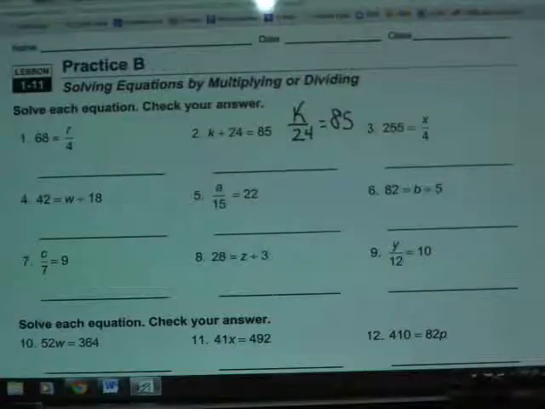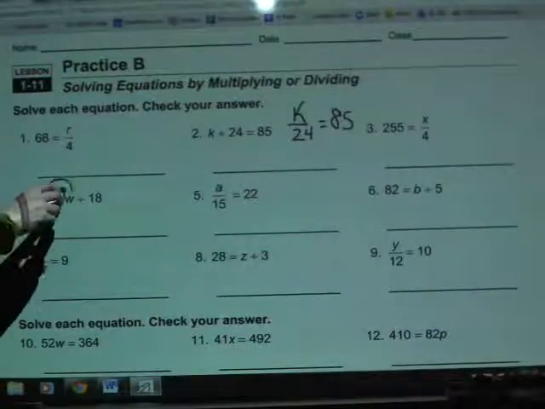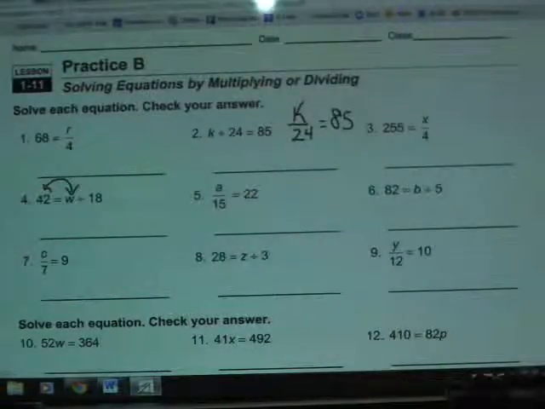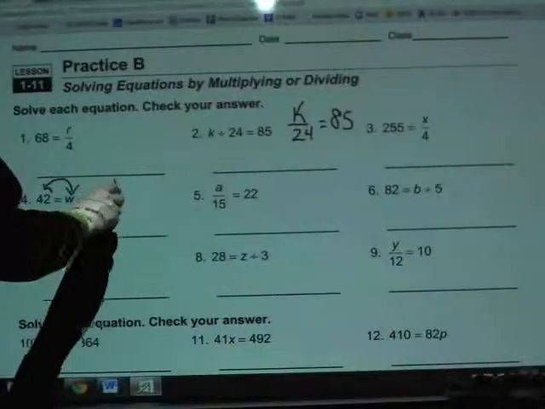In number 4, instead of 42 equals w divided by 18, I'm going to change it, but at the same time, to save myself a step, I'm going to flip this around. Why? Notice the variable is on the wrong side of the equal sign. The variable is on the right side of the equal sign right now, but it actually belongs on the left side of the equal sign. So I'm going to flip these around and rewrite this as w over 18 equals 42.